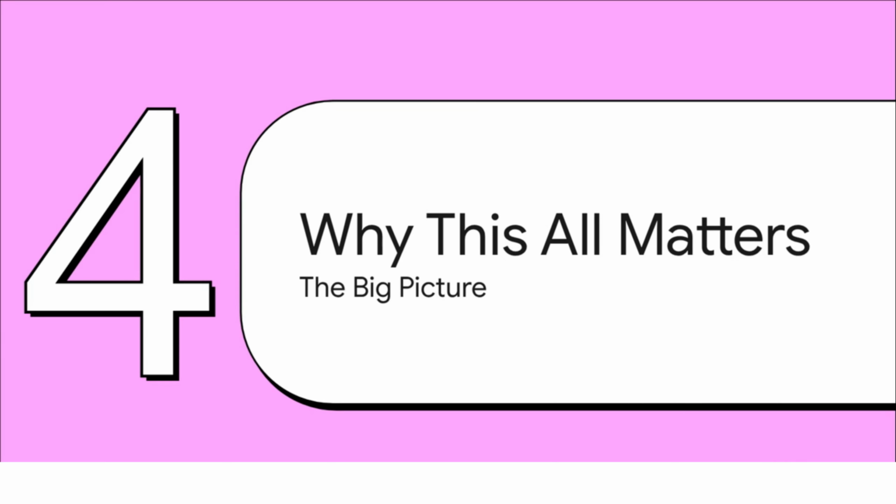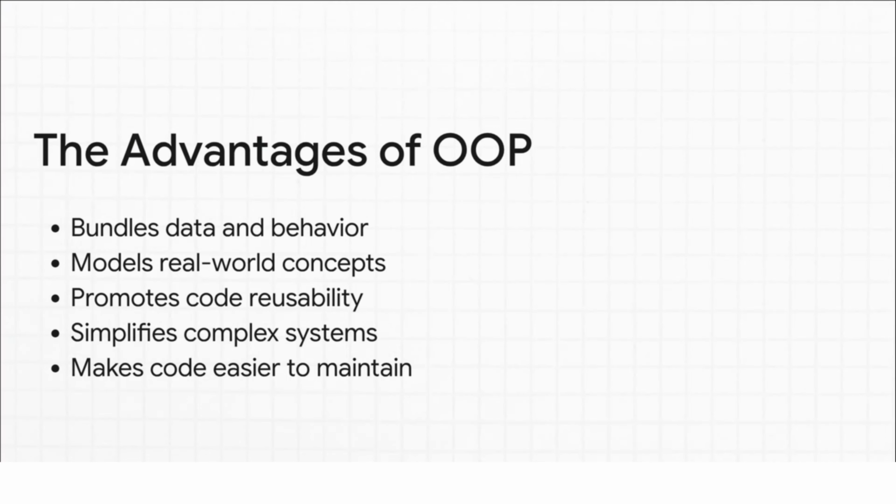Let's zoom out for a second and look at the big picture. Why is this such a game changer? You know, when you put it all together, the benefits are just so clear. OOP lets you bundle related data and actions together into these neat little packages. It helps you model real-world things in a way that just makes sense. Inheritance means you're not writing the same code over and over. What it all comes down to is this: it turns chaos into clarity, making your programs way easier to build, fix, and grow over time.